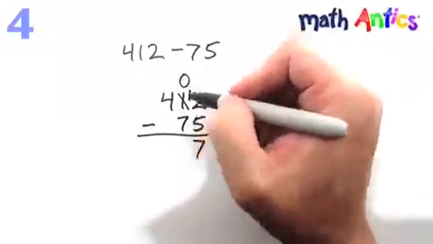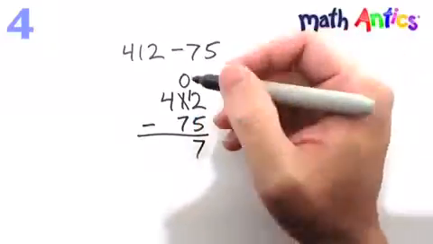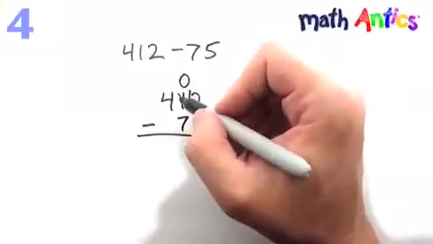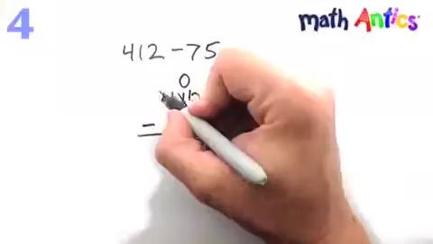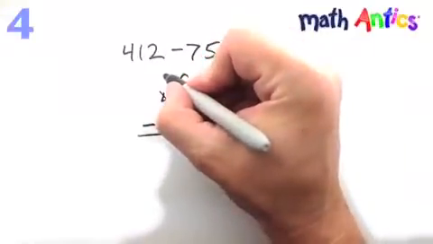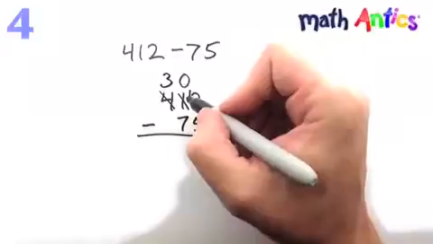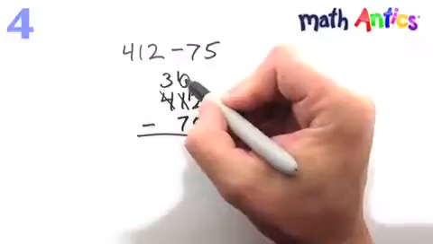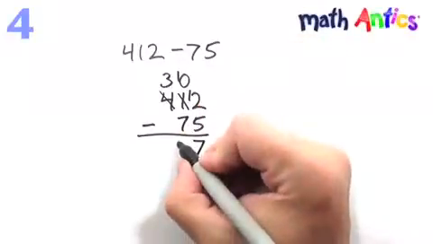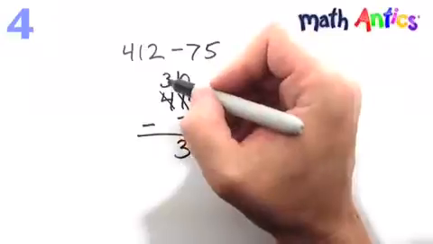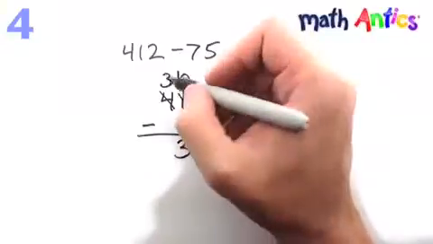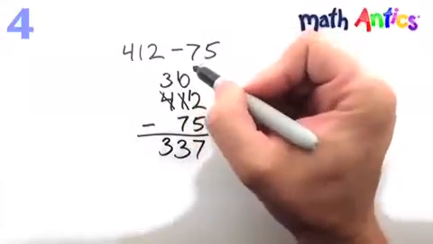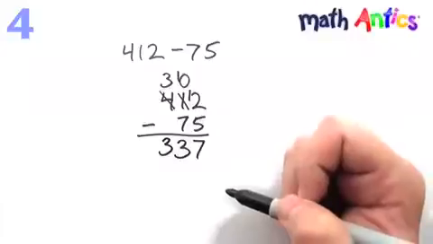Now we go on to the next column, and we have 0 minus 7. 0, of course, is too small, so we need to borrow from the 0 up here. So the next column over has a 4, so we cross that out. We borrow 1 from it, so 4 minus 1 is 3. Put that up there. And then the 1 that we borrowed, we put right next to that 0 up here. So we have 10 minus 7. 10 minus 7 is 3. So that goes in the answer line. And then we have 3 and nothing to subtract from it. So we just put the 3 in the answer line. And we see that 412 minus 75 equals 337.